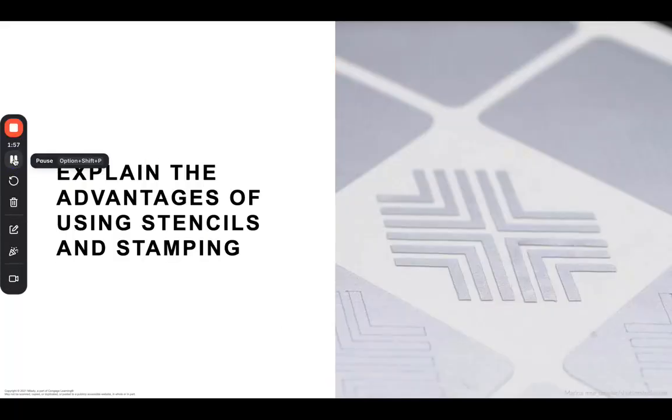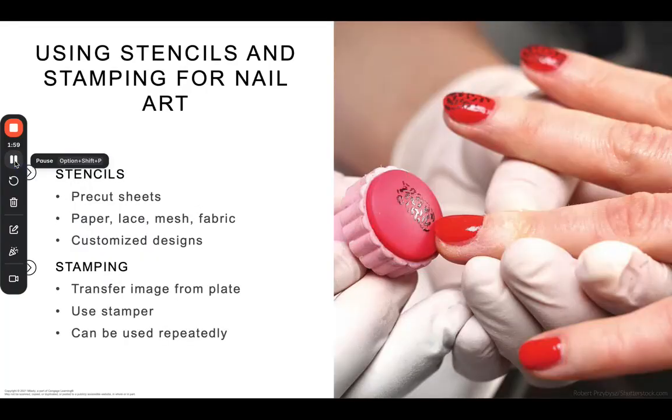Objective 10. Explain the advantages of using stencils and stamping. Sometimes your client will request a very intricate design on multiple nails, and you will need to produce them very quickly. So in this case, a nail stencil will be a good option. Stencils are pre-cut sheets of clear, thin plastic with a sticky backing that is cut by a machine into various shapes or designs. You can also use a variety of paper, lace, mesh, fabric, or other materials as a stencil to create a unique look when creating designs.